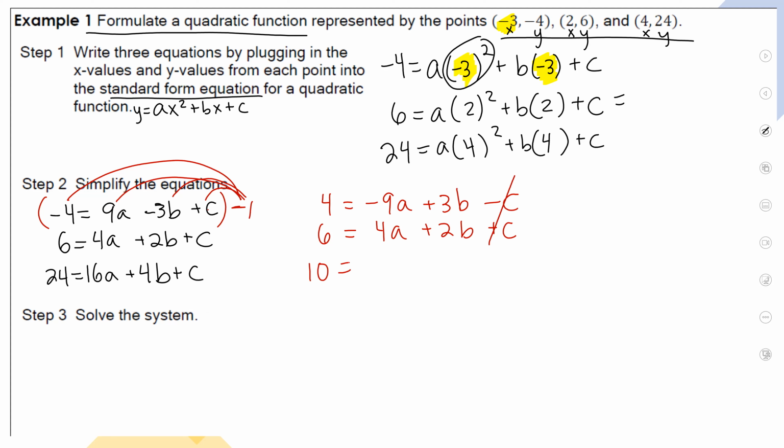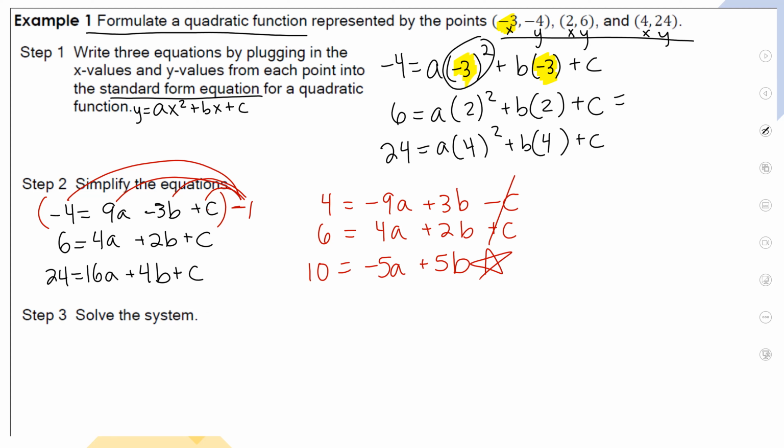And -9a plus 4a, this will be -5a plus 5b. So this is one of my equations that I'm now going to use. Now, because in this first round I got rid of the c, I need to get rid of c again with the next set of equations. Which ones would y'all like to use?